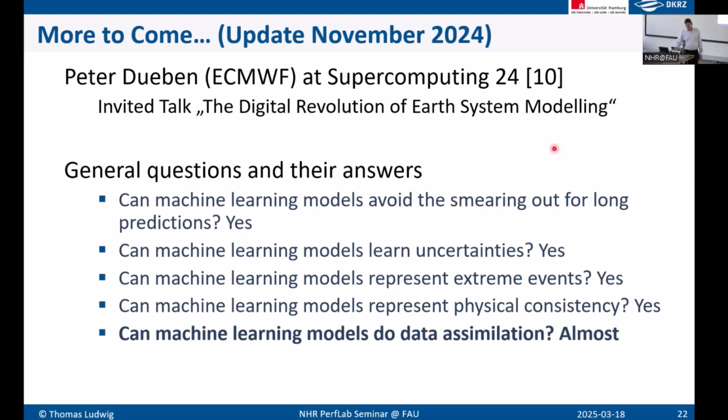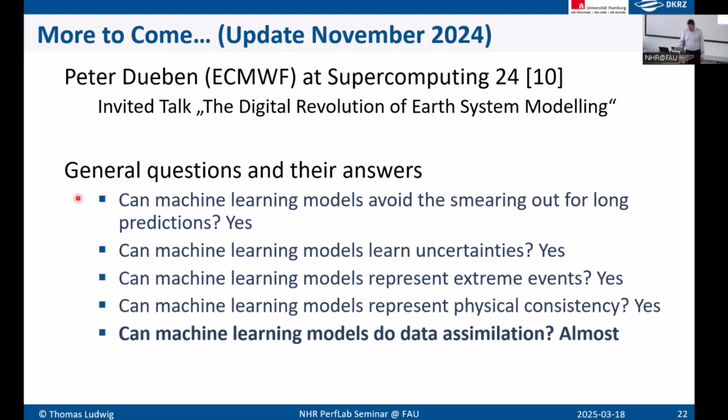Peter Düben, one of the leading people in that special field here at ECMWF, gave a nice talk at the supercomputing conference. I just give you the headlines of the slides together with the answers. All the data behind it, the proofs for all that, are in this slide set. I think it's publicly available, or Peter will send it to you if you're interested. So for example, one question is, can machine learning models avoid the smearing out for long predictions? That means going from 1 week to 2 weeks and maybe a little bit more.